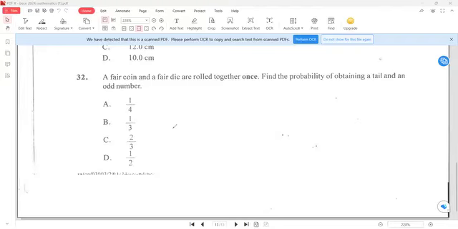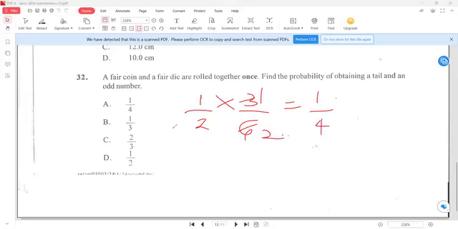So we are looking at 'and'. 'And' in probability signifies that you are going to multiply. So for you to get a tail, it's going to be 1 out of the total, which is head and tail, 2. And for you to get an odd number, 1, 3, 5, they are 3 out of 6. So if you reduce this, the result is 1 out of 4.